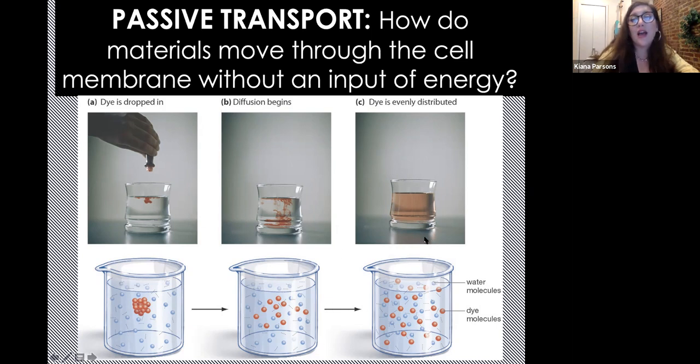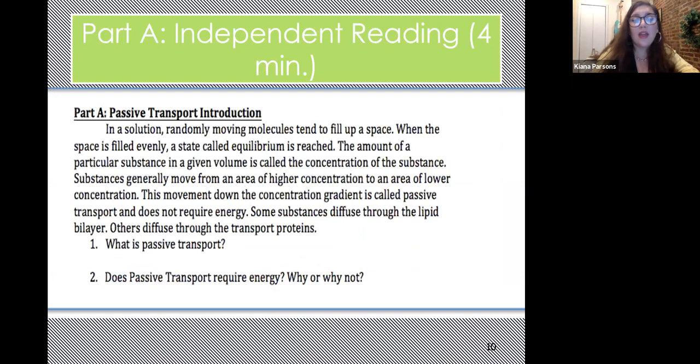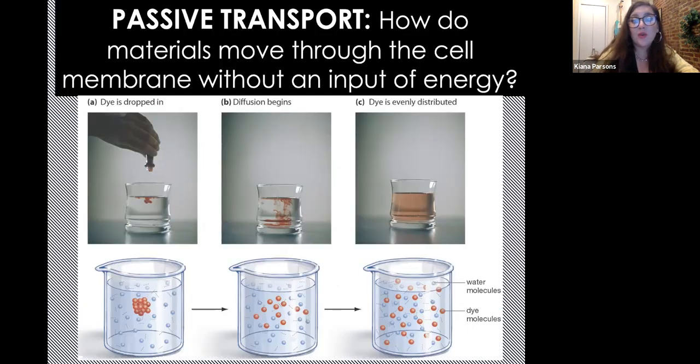And diffusion is how a lot of materials, molecules move, particularly gases like oxygen and carbon dioxide. We're going to talk later about the passive transport of water, which is called osmosis. So let's go ahead and, before we do part A, go on to the do now question.